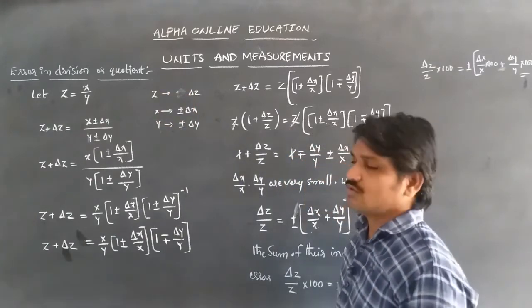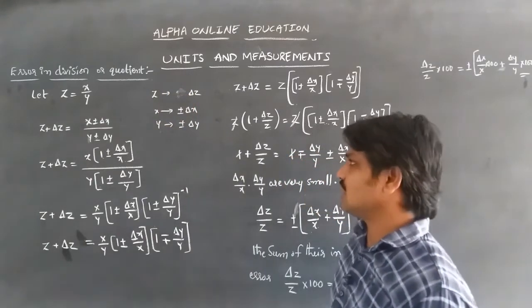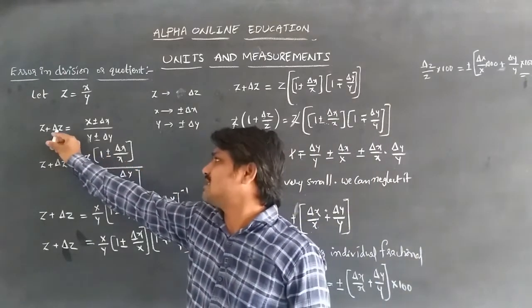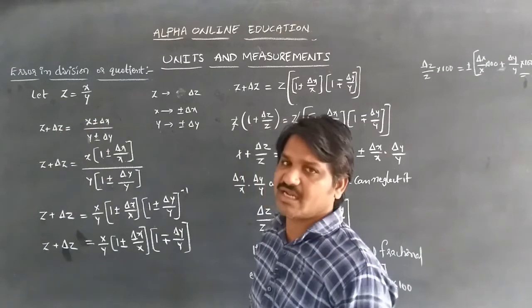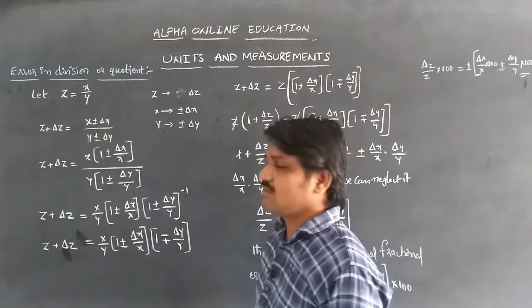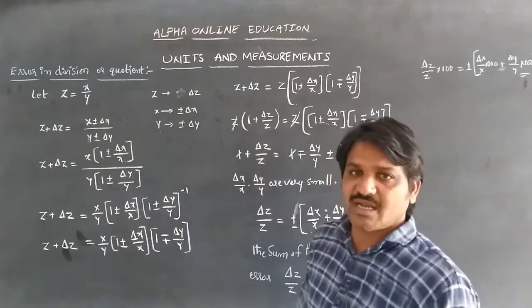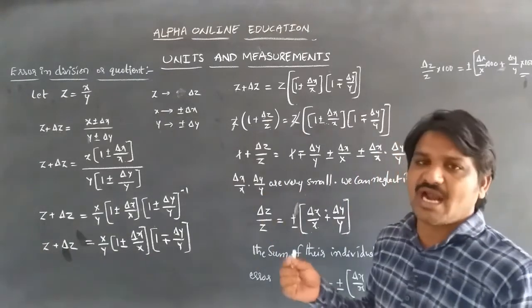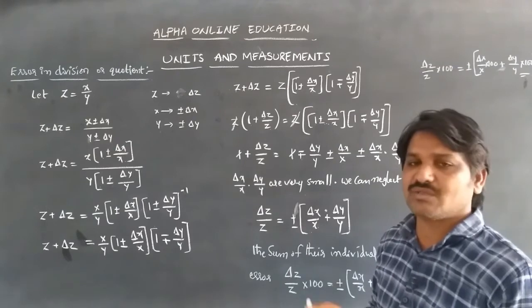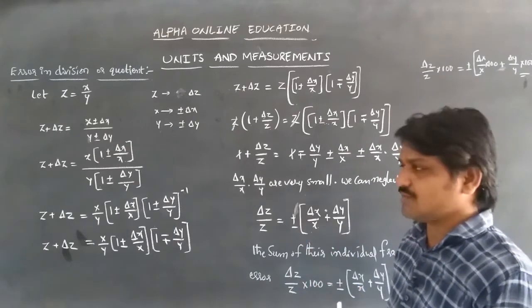So whenever we want to know the error in division, let z plus delta z be equal to x plus or minus delta x, the error in the x term, and y plus or minus delta y be the absolute error in y, the exact value, because whenever we add or subtract the error value, then we get the true value.